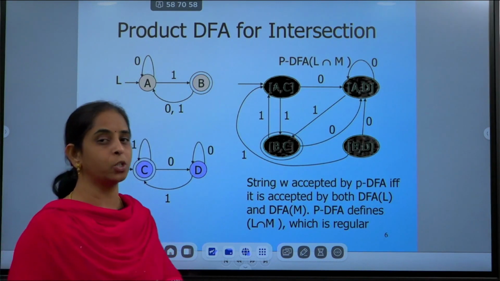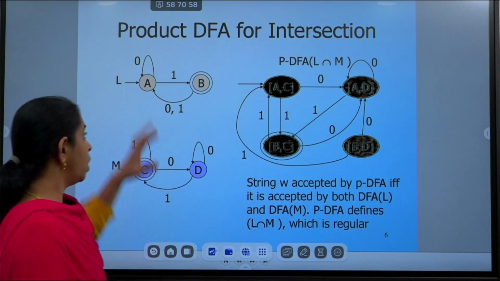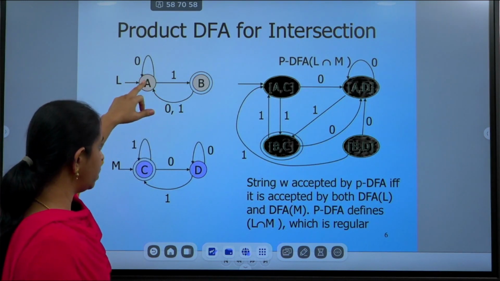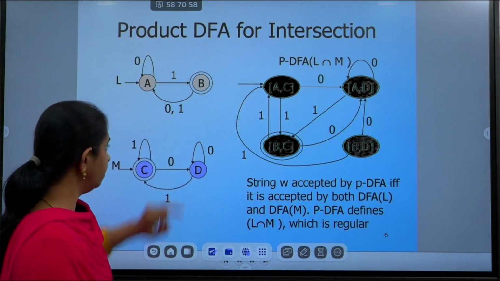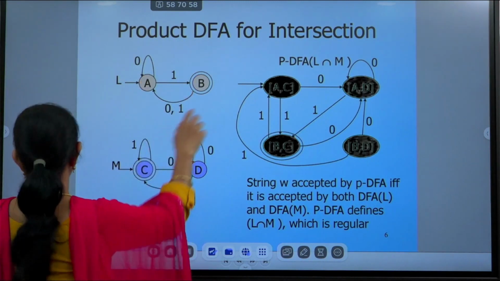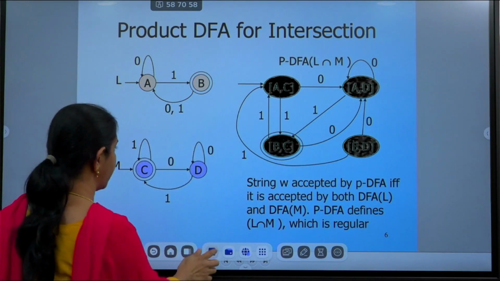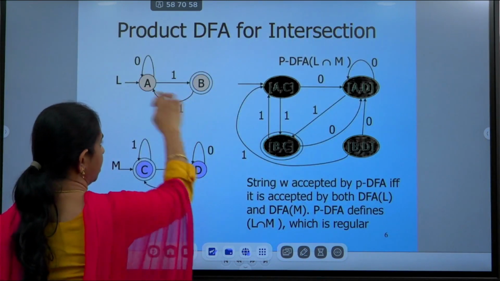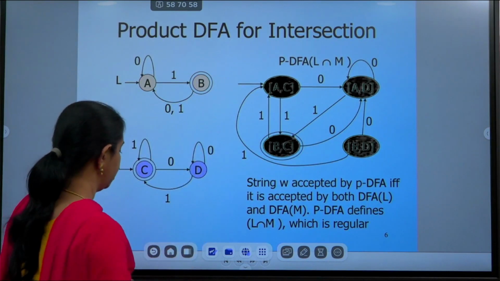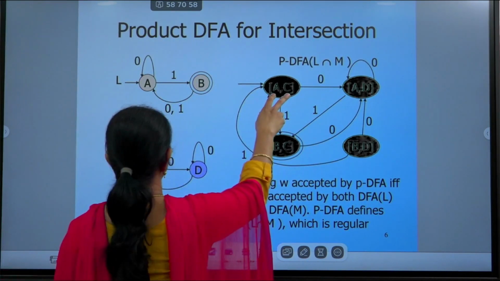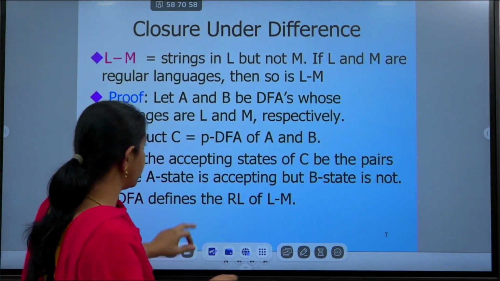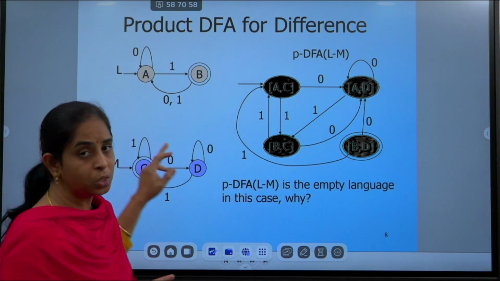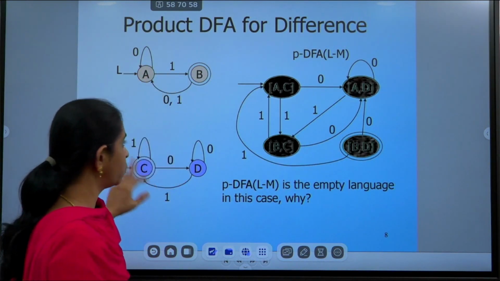Whenever we apply the intersection operation, we have to merge these two DFAs. The states we get are A comma C, A comma D, B comma C, and B comma D. Now take A comma C. When we work out the transitions for A comma C, first we take the transitions from A and then the transitions from C.